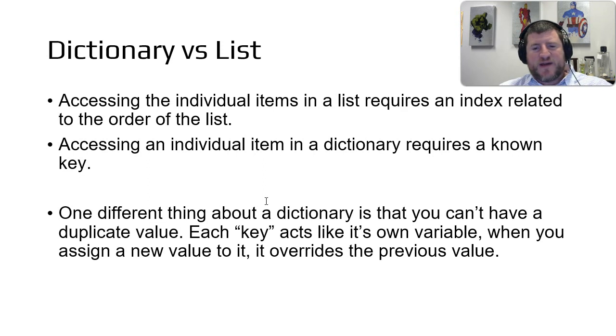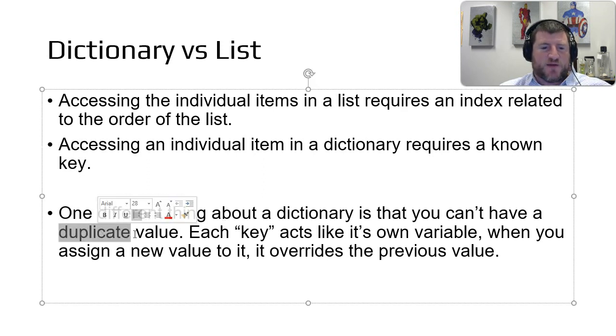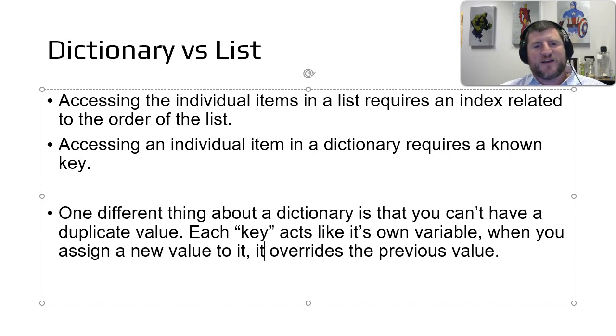Now, one thing about a dictionary that is different is that you can't have a duplicate key. So in a list or in a tuple, you can have 7 ones, or you can have 7 trues, or you can have 7 purples. It doesn't matter what the value is. You can have as many as you want as an element. But in a dictionary, each key acts like its own variable, and you can't create the same variable twice. So if you try to assign a new value to it, it's just going to override the previous value. It's not going to give you another item in the dictionary. It's going to override the one before.